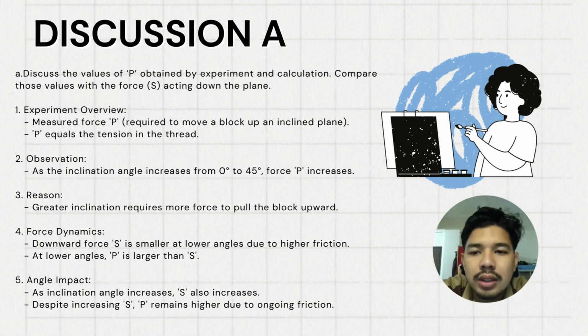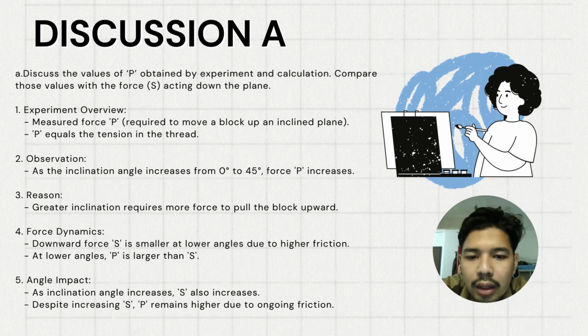Okay, for the first discussion, the question is: discuss the values of P obtained by experiment and calculation. Compare those values with the force acting down the plane. So I answer this question with 5 points. First, the experiment overview. Measure force P required to move a block up an inclined plane. P equals the tension in the thread. Observation from this experiment: as the inclination angle increased from 0 degrees to 45 degrees, force P increases. And the reason why: the greater inclination requires more force to pull the block upward.